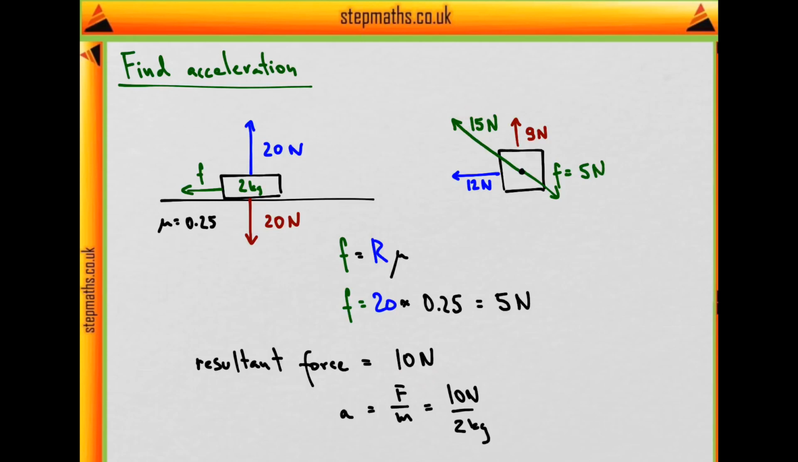And by Newton's second law, the acceleration must be the resultant force divided by mass, 10 newtons divided by 2 kilograms, which equals 5 meters per second squared. So that's our final answer. That's the acceleration of the block. And in the exam, it was option A.